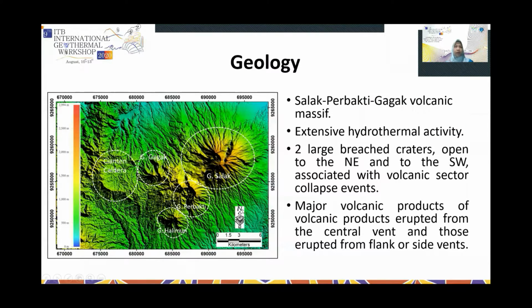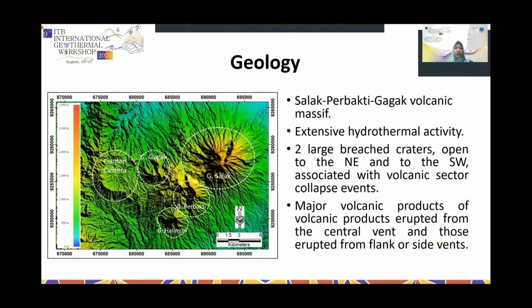From this topographic map, we can observe several prominent eruption centers: Gunung Salak itself, Gunung Gagak, Gunung Perbakti, and Gunung Halimun, and also the Cianten caldera at the west part. The Salak volcano is the largest and most easterly cone in the Salak Perbakti Gagak volcanic massif, a product of late Pleistocene to recent stratocones, parasitic vents, and phreatic craters. The Perbakti Gagak range to the southwest is strongly eroded. Both areas in the northeast and southwest are sites of extensive hydrothermal activity.